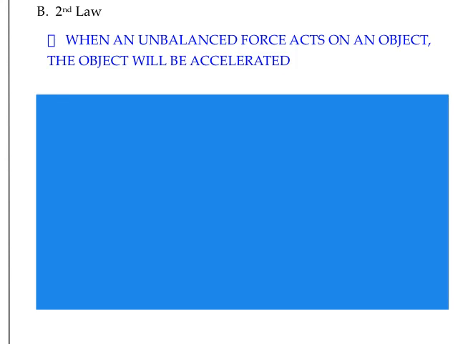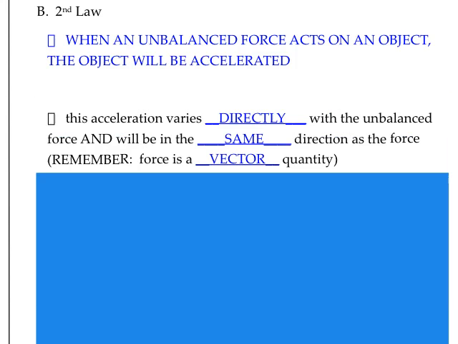So when that occurs, the object will be accelerated. So now we're going to have an object either speeding up or slowing down. And this acceleration is what's going to distinguish this law from the other two. So let's talk about it in a little bit more detail.